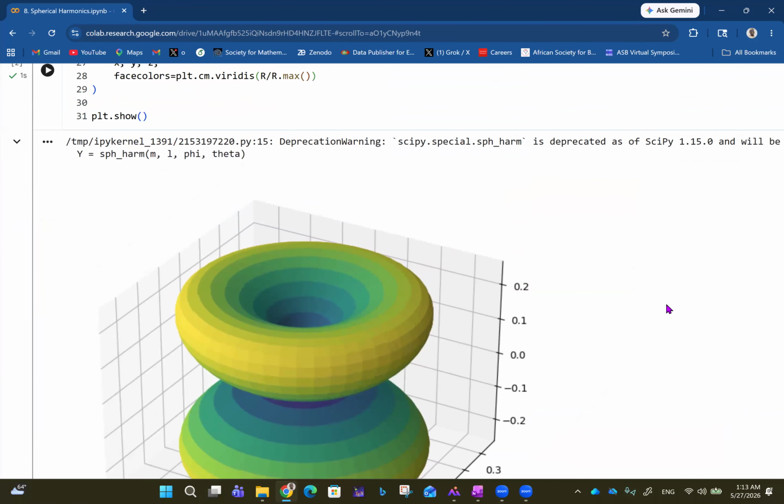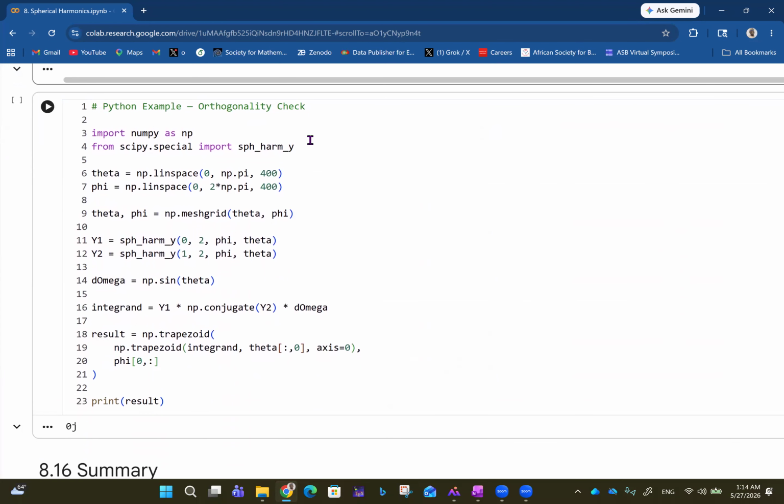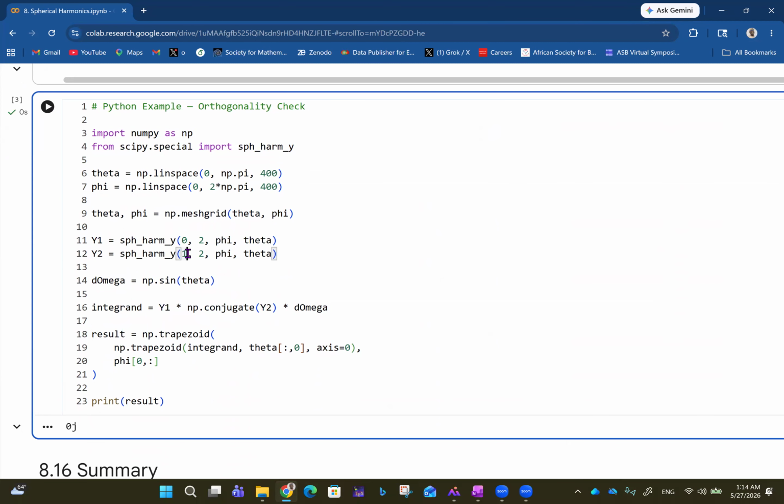Because we're dealing with spherical harmonics, you can do an orthogonality check here as usual. Of course, it always gives 0, especially if these values are different. If they are the same, let's see what happens. They are both 0. We get, okay, it's still 0 here.